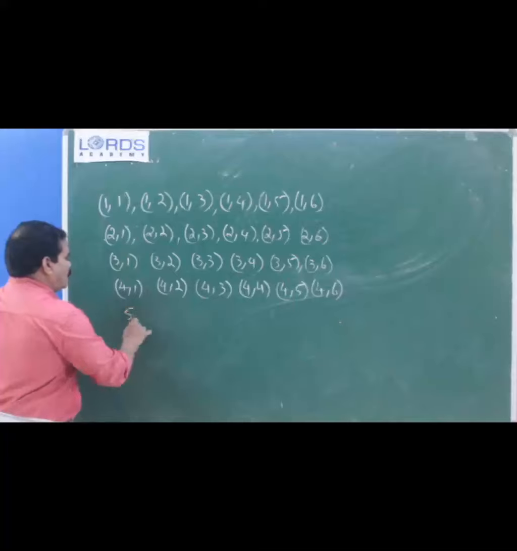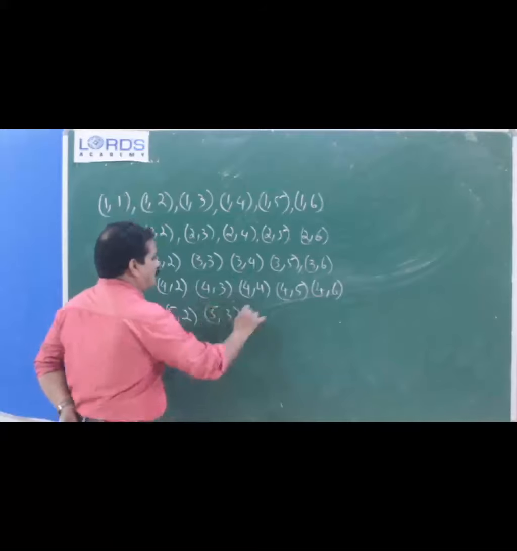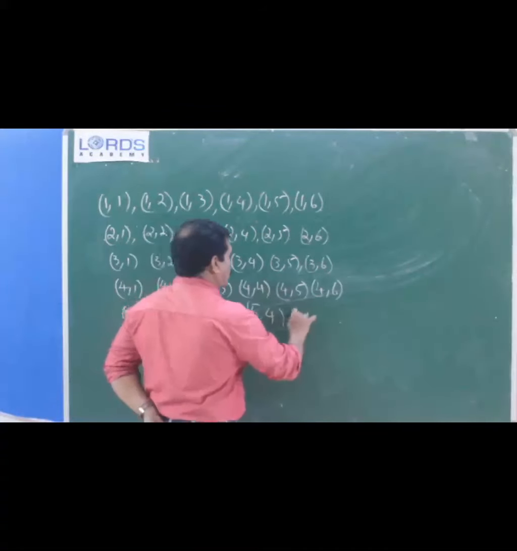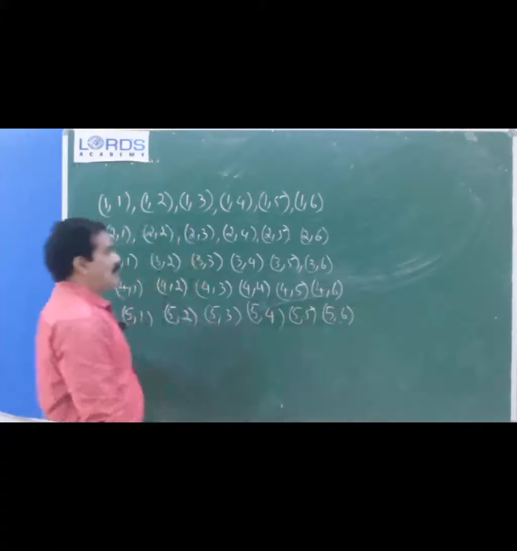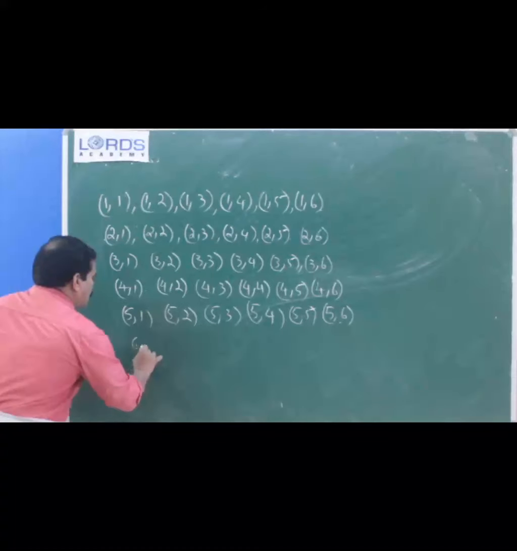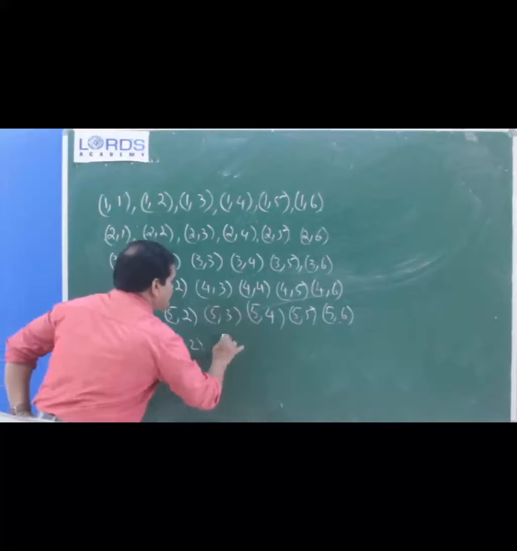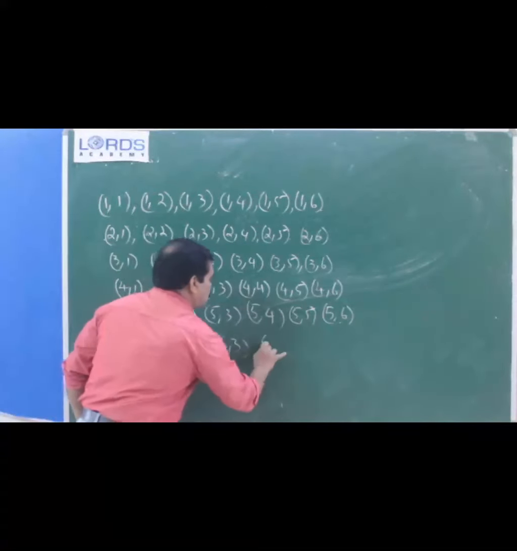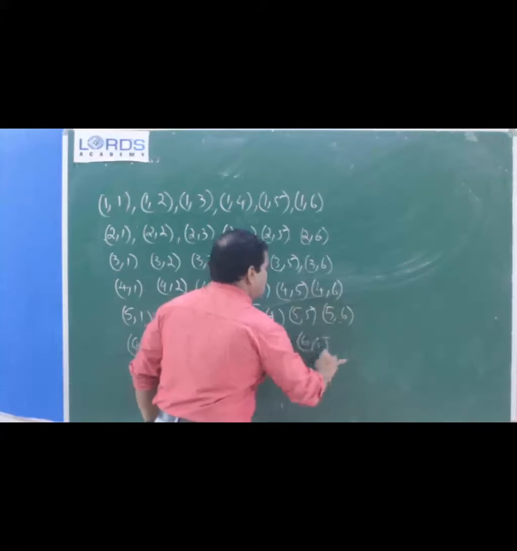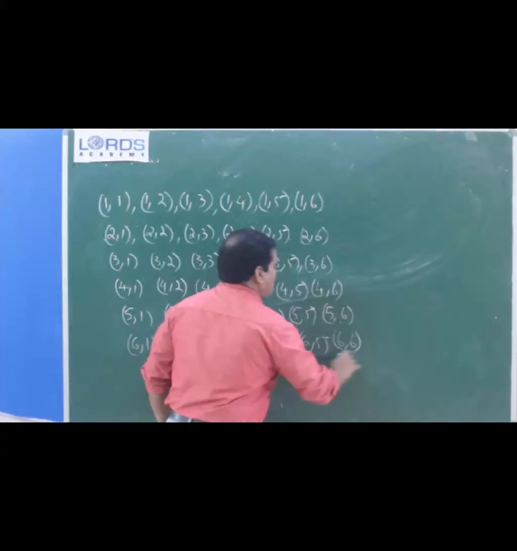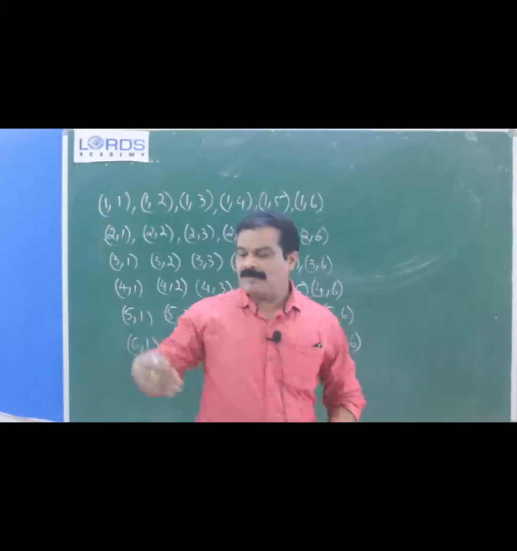The next 5 1, 5 2, 5 3, 5 4, 5 5, 5 6. Next one 6 1, 6 2, 6 3, 6 4, 6 5, 6 6. These are the possible outcomes. Okay, from this one by one we can do.